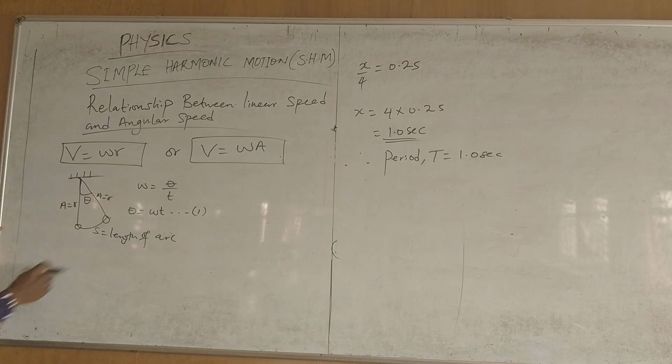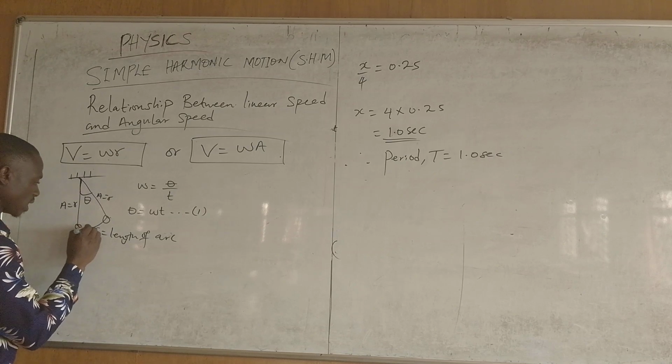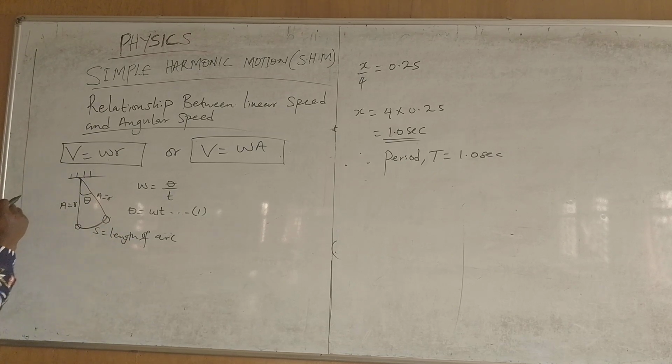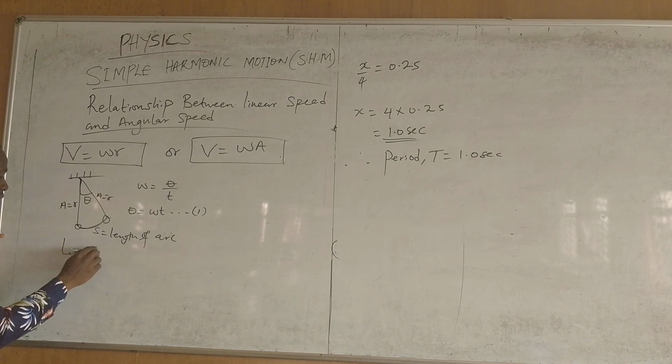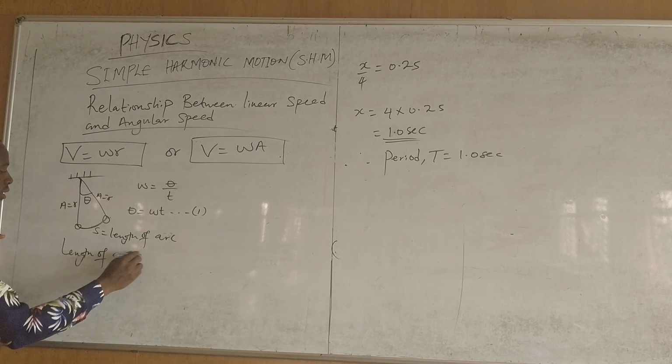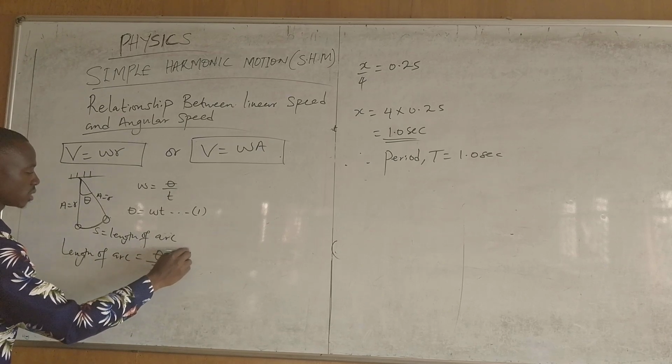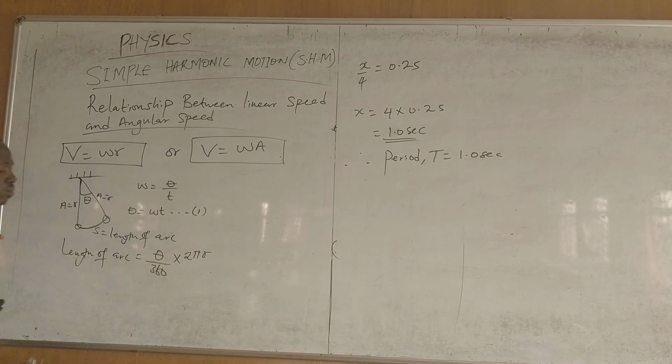So what is the formula for calculating length of arc? I want to calculate what this S stands for, because this is the distance traveled by the body undergoing simple harmonic motion. Remember, the formula for length of arc is theta over 360 times 2 pi r.